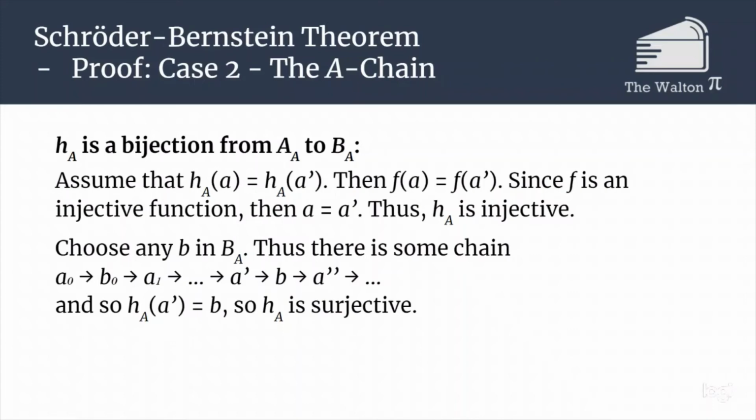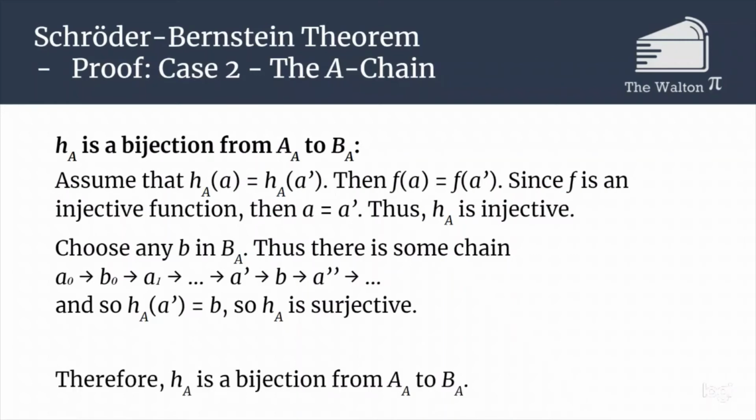So we just look at the element that came right before B. Well, that element is A prime, and so we have found an element in A, specifically an element in A sub A, where h sub A of A prime is equal to B, which tells us that h sub A was surjective, which tells us that h sub A was a bijection from A sub A to B sub A. Now, we're going to do the same thing with the B chain.